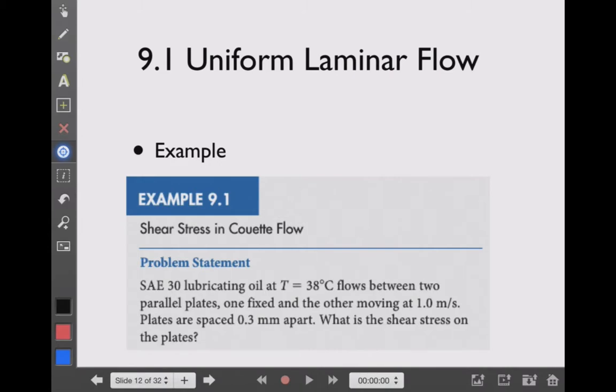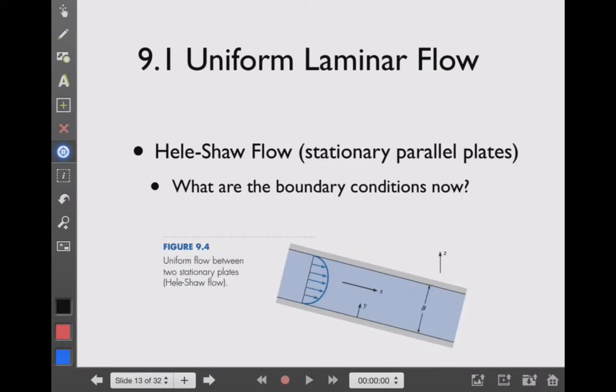And in class, we will do some examples with Couette flow. The Hele-Shaw flow, on the other hand, is two stationary plates. And so in this case, what are the boundary conditions? It should be fairly simple to figure this out. So think about it for a second while I get my papers switched over here.